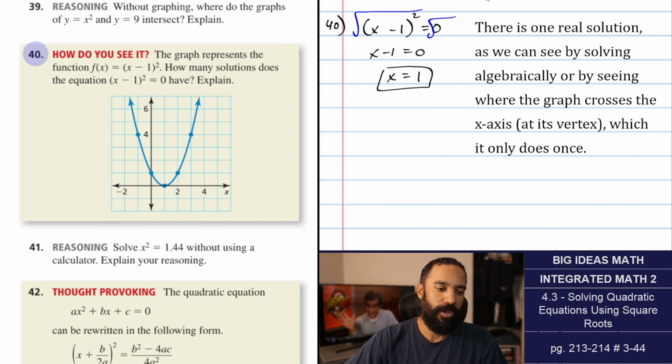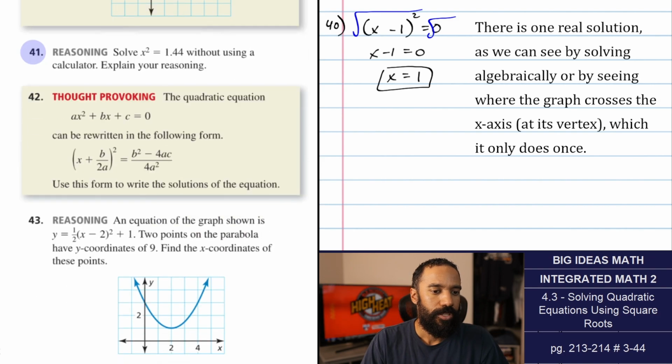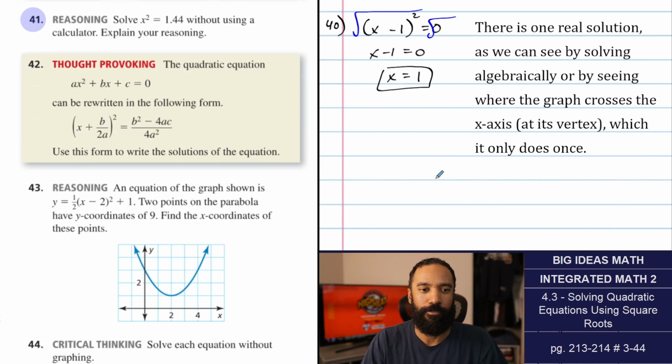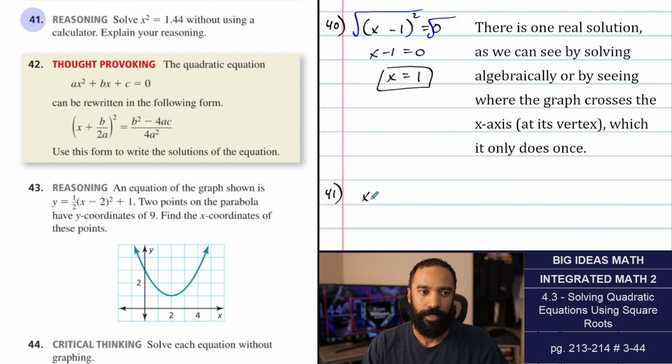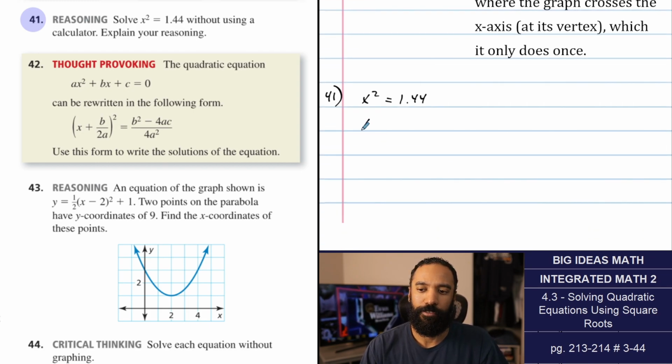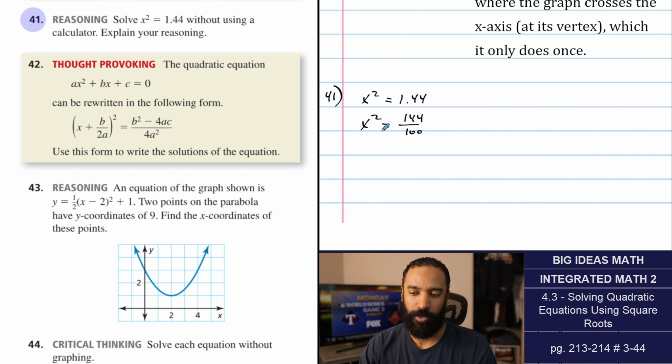Okay, number 41. I think this goes up to 44. So number 41. Solve x squared equals 1.44 without using a calculator. Explain your reasoning. Okay, I can see 1.44 as 144 divided by 100. That's the decimal equivalent written as a fraction. And without reducing anything, guys, if I just took the square roots right now, that would also be pretty ideal, because these are both perfect squares.